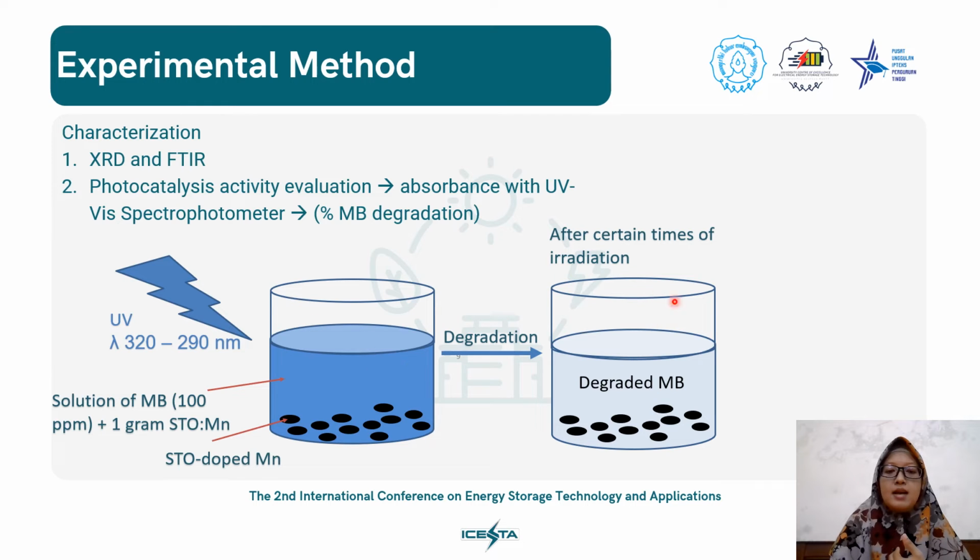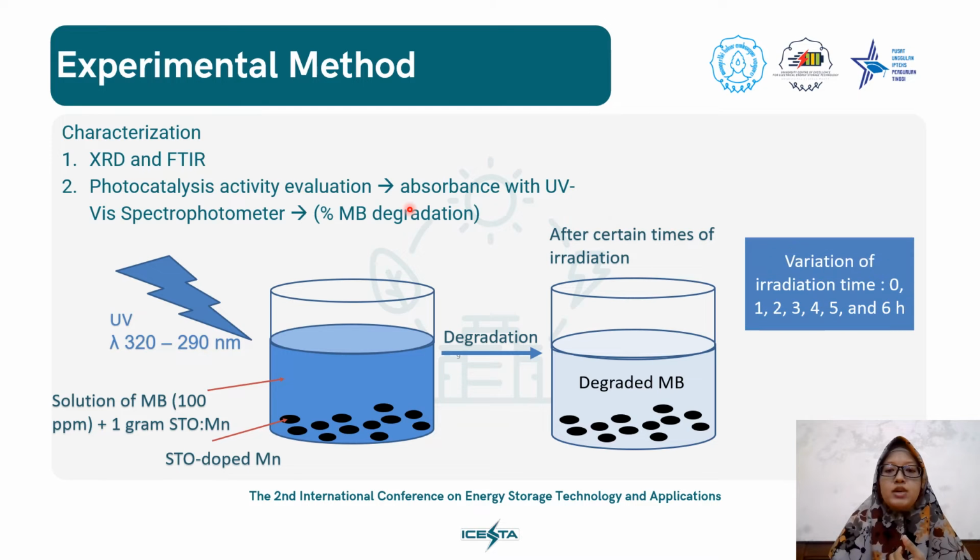It follows this illustration. First, the solution of methylene blue and Mn-doped SrTiO was made, and it was then irradiated under a UV lamp for a certain time. After a certain time, it will produce degraded MB. The degraded solution of methylene blue was then tested using a UV spectrophotometer to get the absorbance and then to calculate the percentage of MB degradation. Here, the irradiation time was varied from 0 to 6 hours.